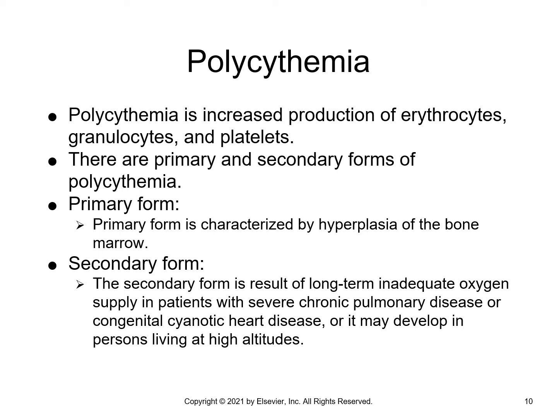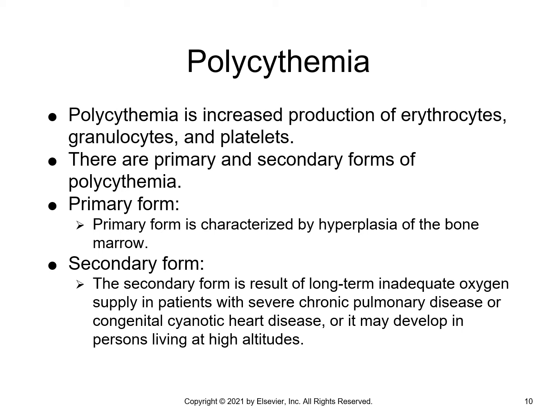Now, polycythemia is the other end of our blood issues. So with anemia, we had, for some reason, a lack of normal oxygen-carrying red blood cells. Polycythemia, on the other hand, is an increased production in our red blood cells, granulocytes or platelets. And granulocytes are a type of white blood cells. And then, of course, platelets, as you remember, are going to be your cells responsible for clotting.